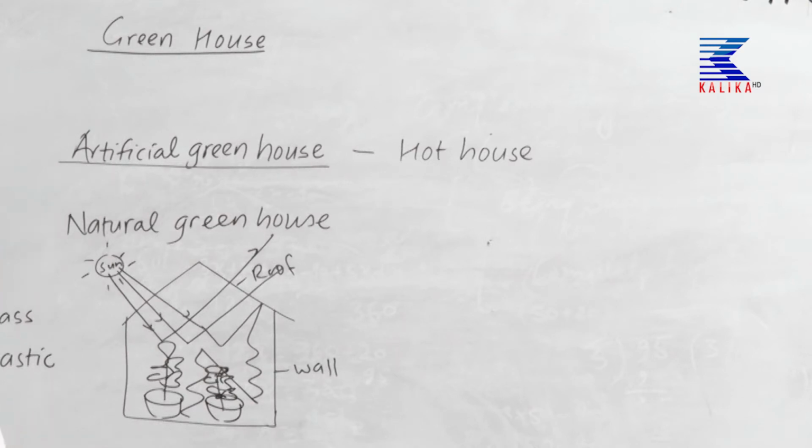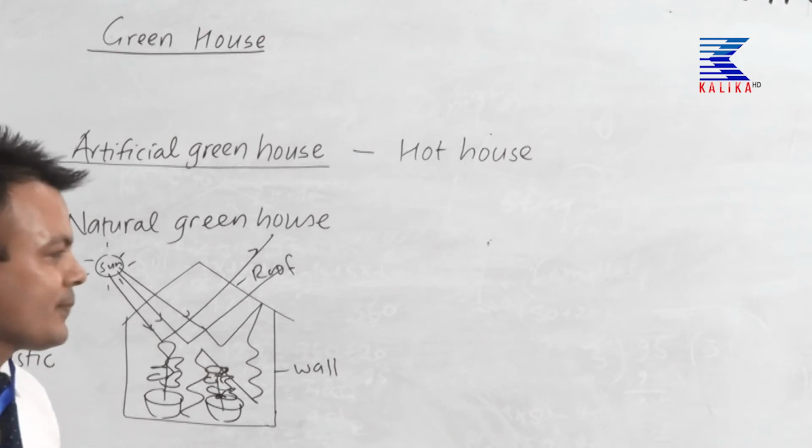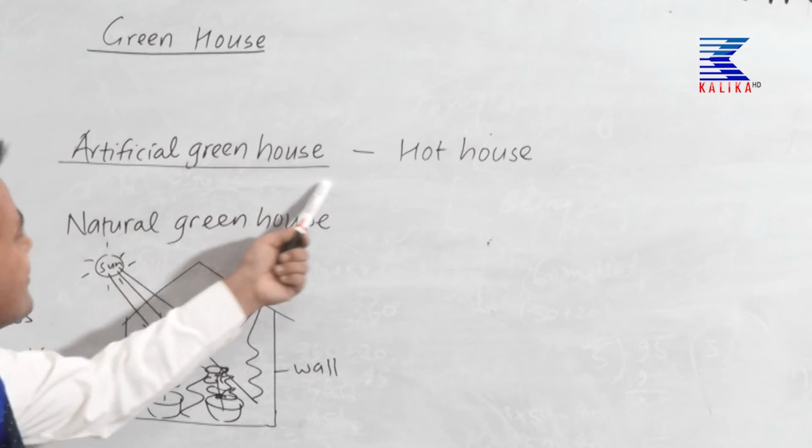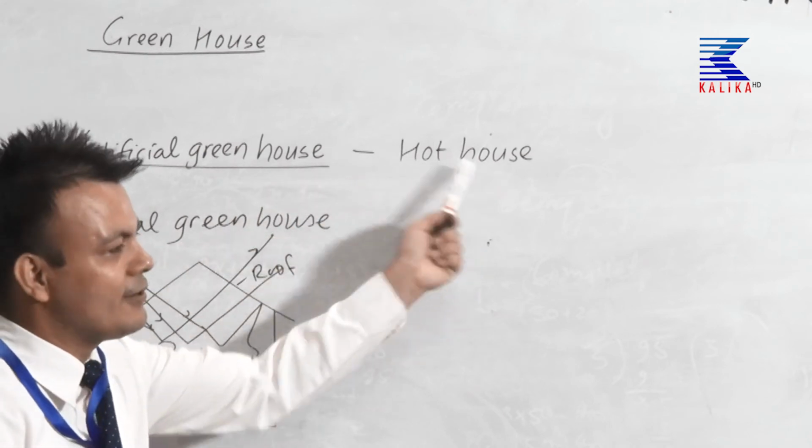That remains green all over the year inside of it, because we can grow all sorts of plants inside of it, because the temperature is comparatively higher. So another name of artificial greenhouse is the hothouse.